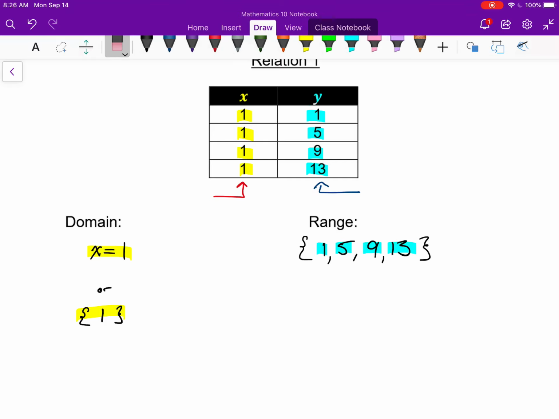Domain is a description of the inputs, the independent variable. In this case, it's just the number 1. Range is a description of the outputs, the dependent variables. In this case, the numbers 1, 5, 9, and 13.